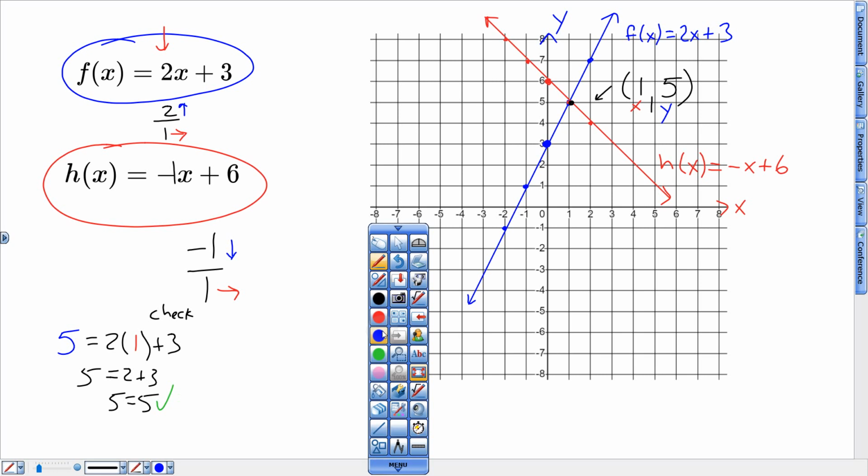Plug in 5 for h of x, or y. I got that negative. Plug in that x number right there. 1 makes that 1 negative. Plus 6. Is 5 equal to -1 plus 6? Yes, it is. 5 is equal to 5. So you can see that point satisfied both. Next word is fish. Fish.